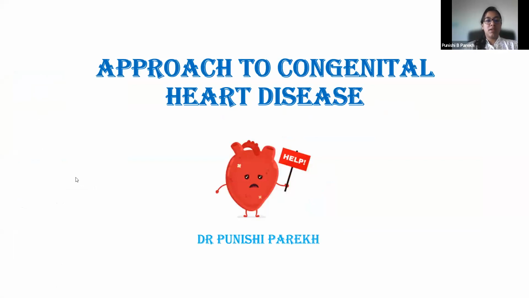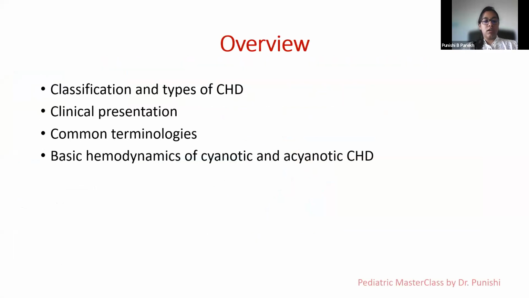Yeah, so we're going to be discussing approach to a congenital heart disease. Now, the overview of this discussion is going to be classification and types of congenital heart disease. How do they present normally? A lot of common terminologies that we use or often hear when we talk about a pediatric congenital heart disease. So we're going to understand what those terminologies are and what they refer to. And lastly, we'll see the basic hemodynamic mechanisms of an example of a cyanotic and an acyanotic heart disease.